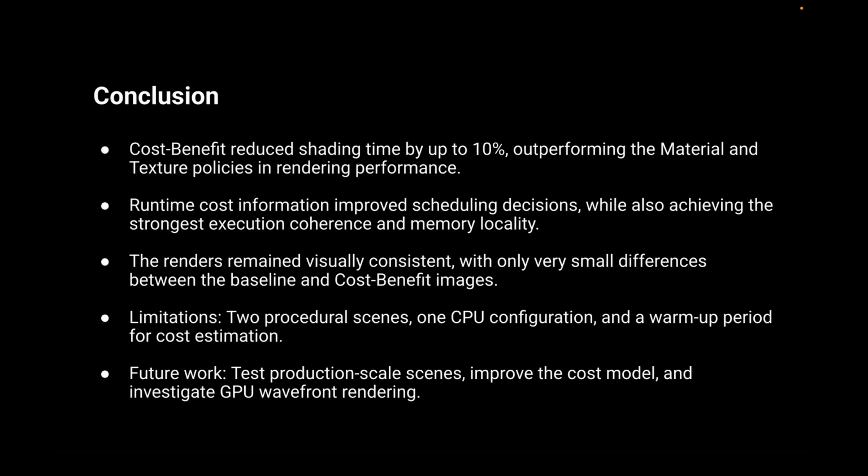Overall, cost benefit was the strongest approach, reducing shading time by up to 10% compared to the baseline. The main finding was that using runtime cost information helped make better scheduling decisions than grouping work only by material or texture, while also giving the strongest coherence and memory locality. The image comparisons showed that these improvements did not meaningfully affect the final renders.